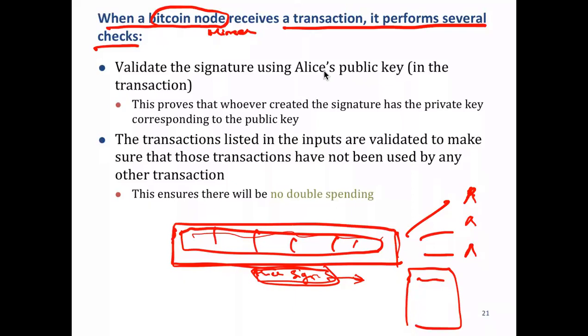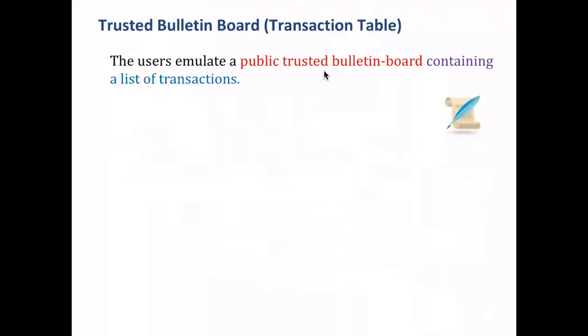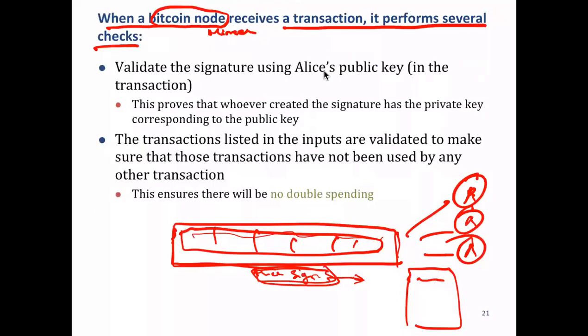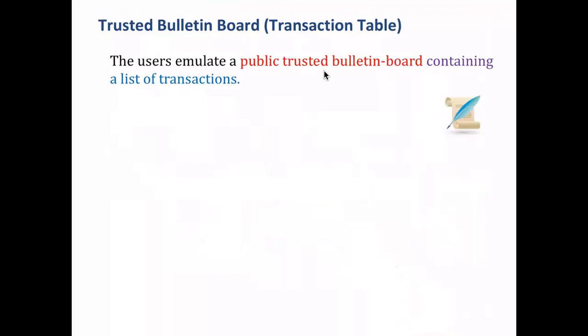All these checks are done. Okay, and also we see whether she is not double spending, right? So all these people, or nodes, will do this activity. So what we are trying to have is a trusted bulletin board in a distributed way.